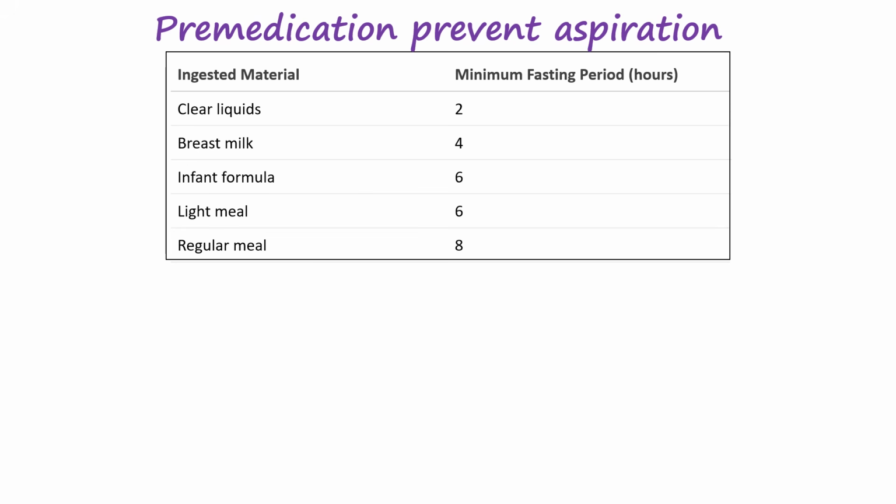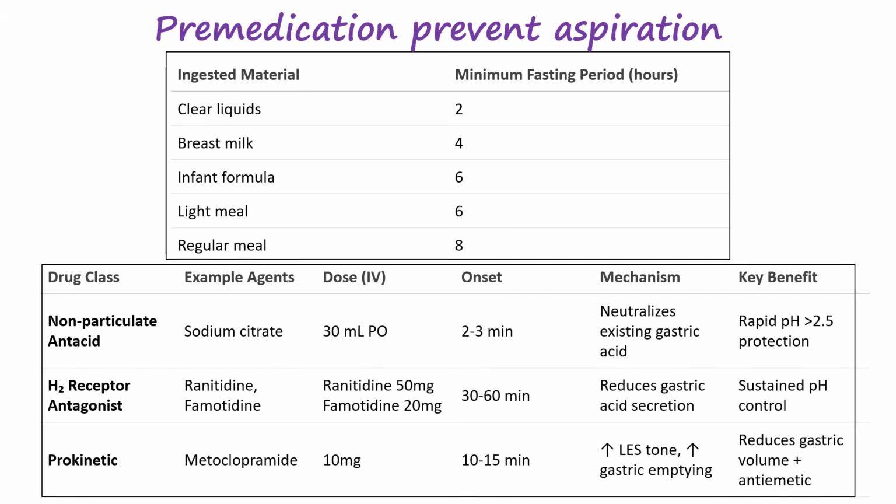At this point, it is noteworthy to mention premedication and strategies that can be used to reduce gastric aspiration if the time permits. The most important one is of course adequate fasting for elective cases. To further reduce the risk of gastric aspiration during intubation, premedication can be used. Non-particulate antacids like sodium citrate are used to neutralize gastric acid, while H2 blockers like ranitidine can decrease gastric secretions. Prokinetics like metoclopramide enhance gastric emptying by increasing lower esophageal sphincter tone while providing antiemetic benefits.